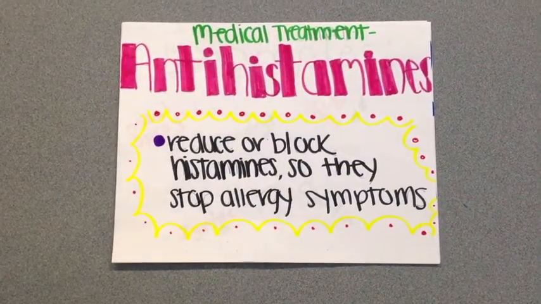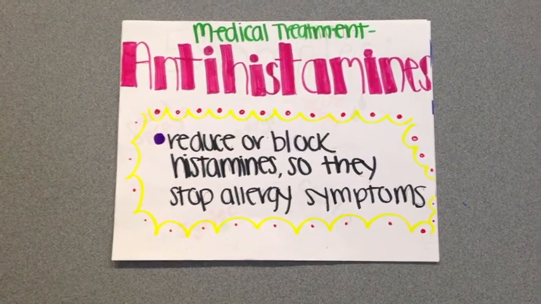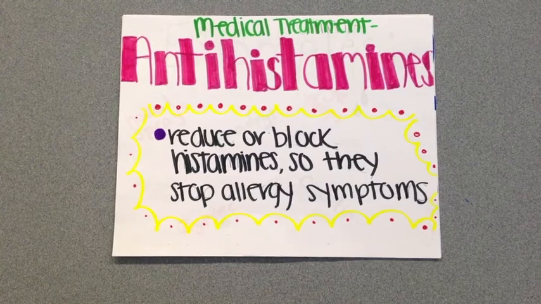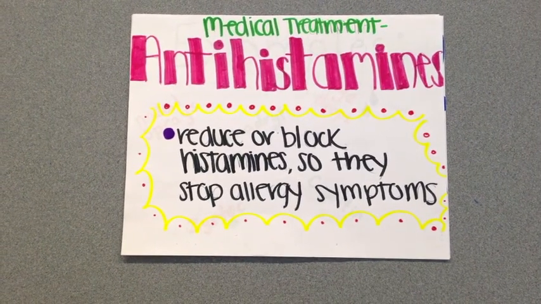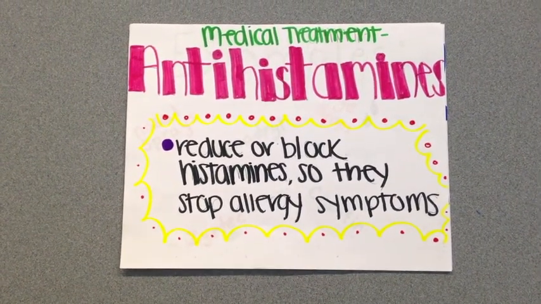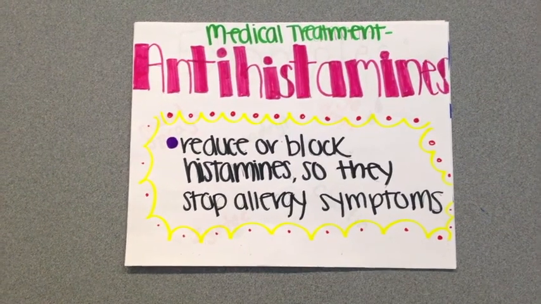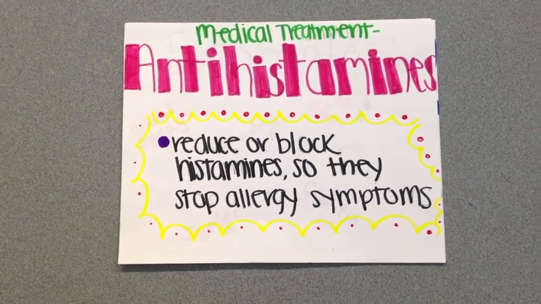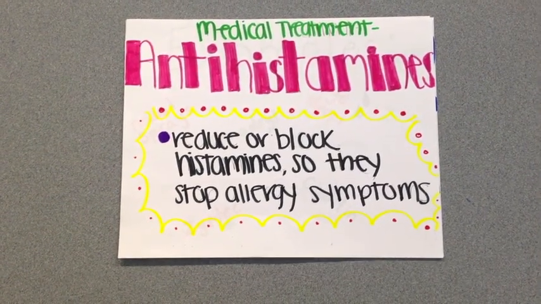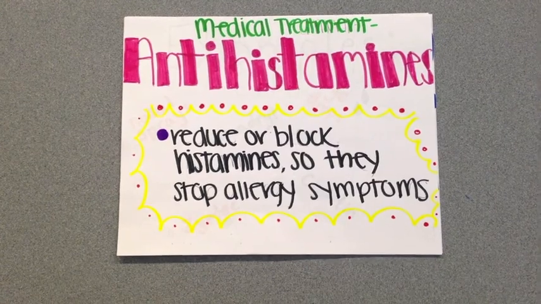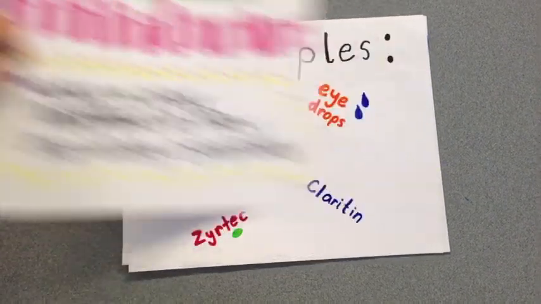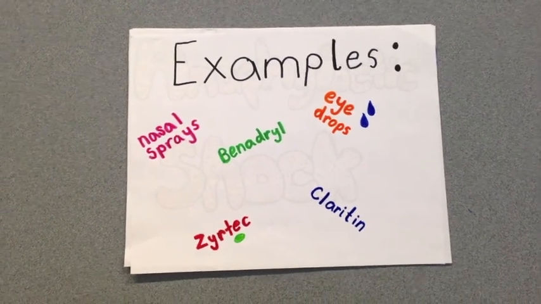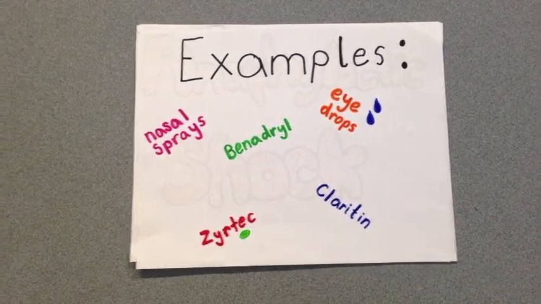A medical treatment used to alleviate allergy symptoms are antihistamines. Antihistamines are used to treat allergies. When your body comes into contact with whatever your allergic trigger is, it makes chemicals called histamines. They cause the tissue in your nose to swell, your nose and eyes to run, and your eyes to itch. Antihistamines reduce or block histamines so they stop allergy symptoms. Examples of antihistamines are nasal sprays, eye drops, Benadryl, Claritin, and Zyrtec.